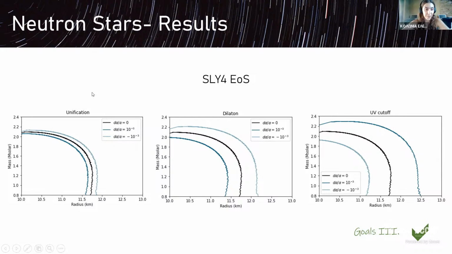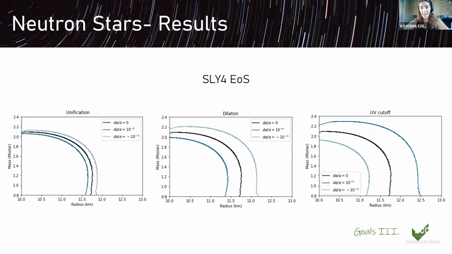We see the first 2 models that, again, from a negative variation of alpha, we get an increase in the mass and the radius now, because it's not a single parallel line. And also in the dilaton case, this happens as well. Whereas in the UV cutoff case, we get the opposite effect, rightfully so, because of the negative R value.